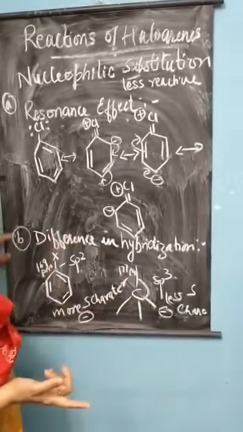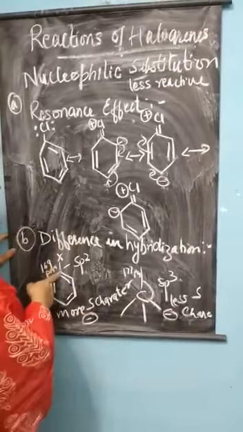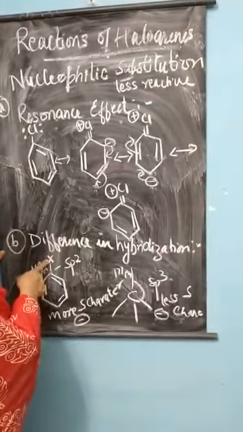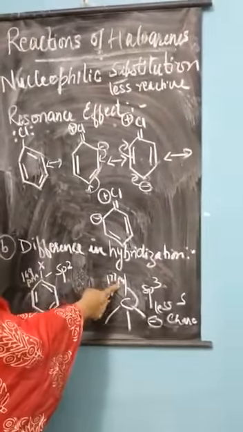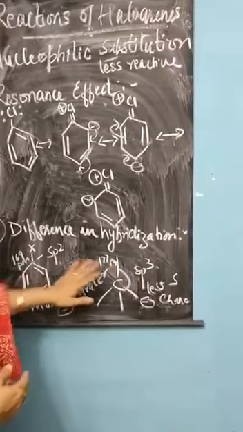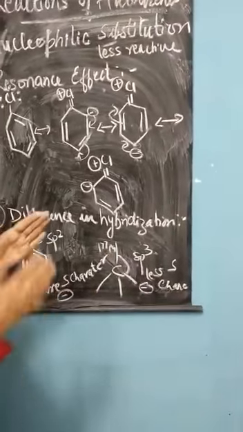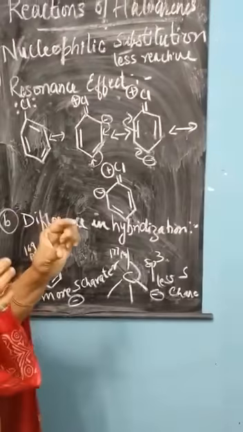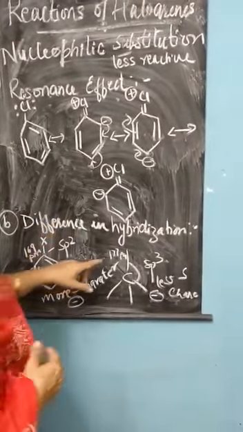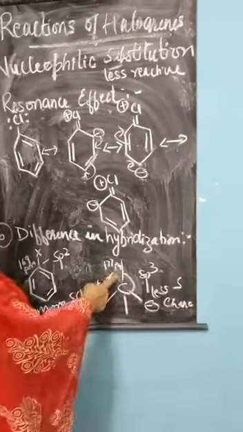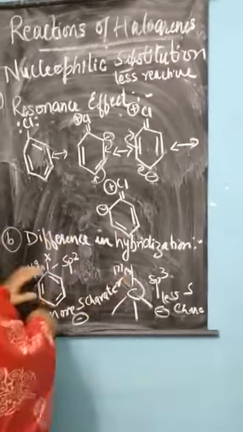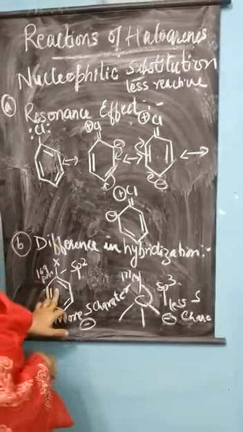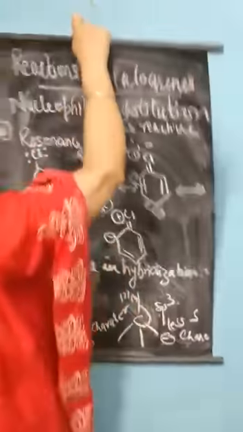And third reason, you can see, is the bond length. The bond length between carbon and halogen in haloarenes is less as compared to haloalkanes. If the bond length is less, that means breaking a shorter bond takes more energy as compared to a longer bond. So that is why it is not easy for haloarenes to undergo nucleophilic substitution reaction.